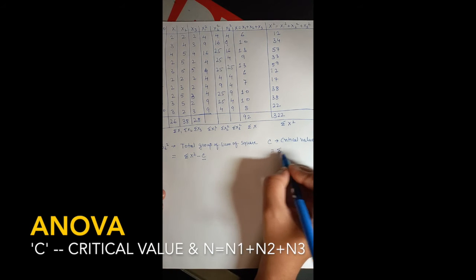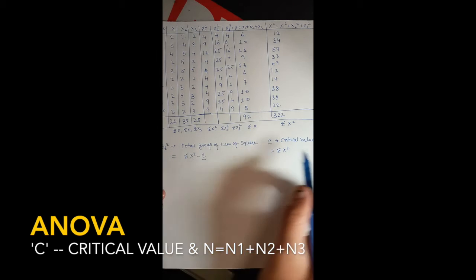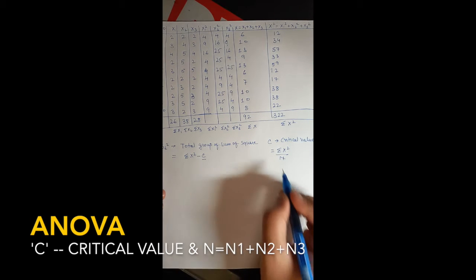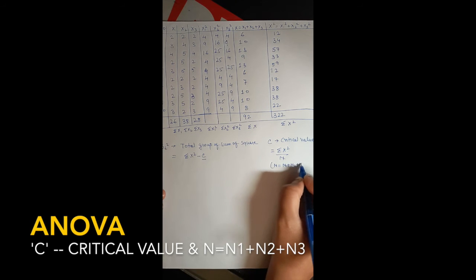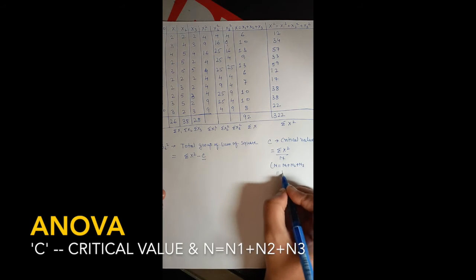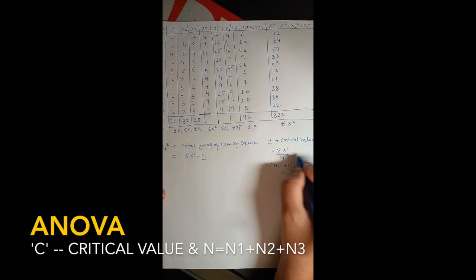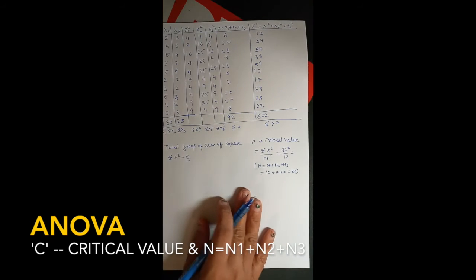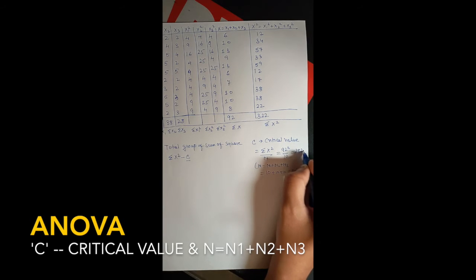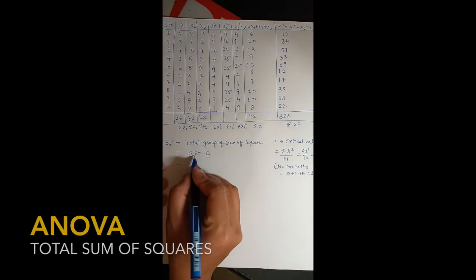The critical value formula will be the sum of x and the whole square of it divided by n. So what is n here? N is the sum of all three n's. Here we are talking about three groups, so n is equal to n1 plus n2 plus n3. Likewise we have calculated c here. The value of c we will take out, and we will deduct it from the sum of x square to get the total group sum of square. That is the first step of ANOVA.